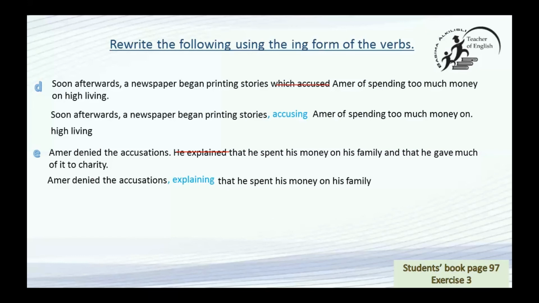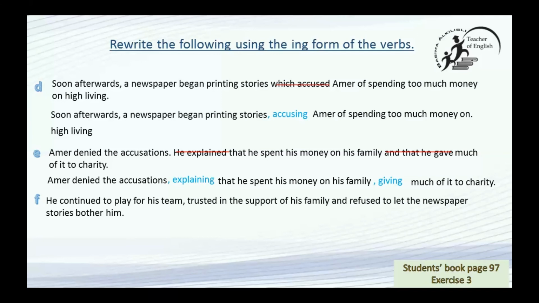The third sentence, here it starts with and that he gave. We have to omit all of these words. Then we have to put a comma and the main verb in the ing form. Then we have to continue the rest of the sentence.